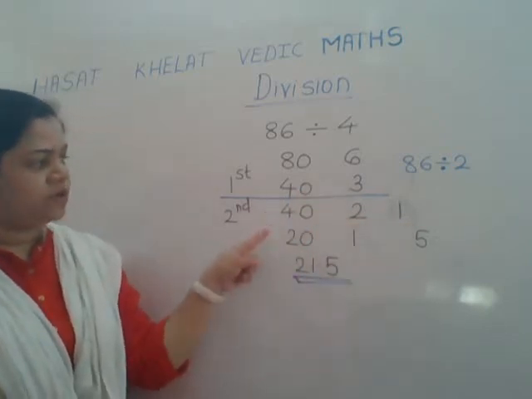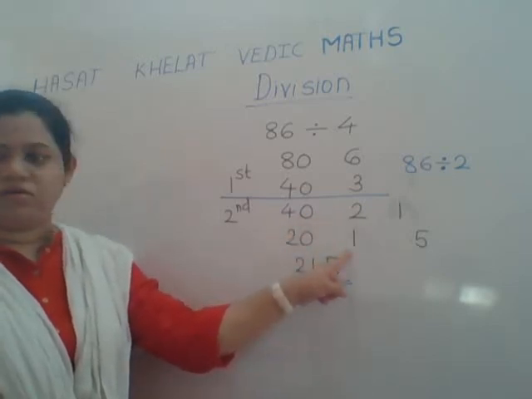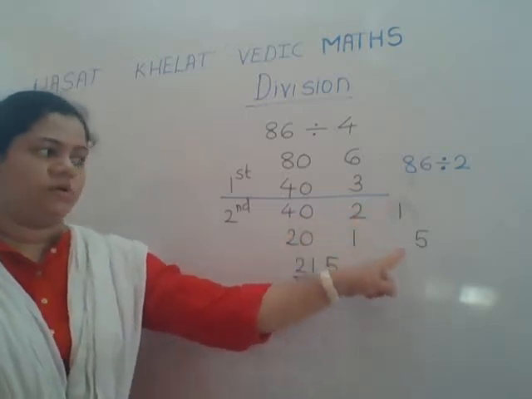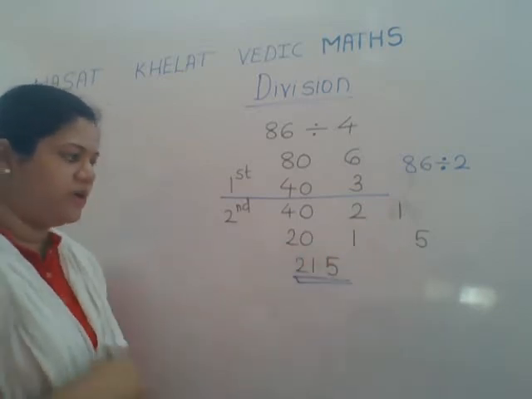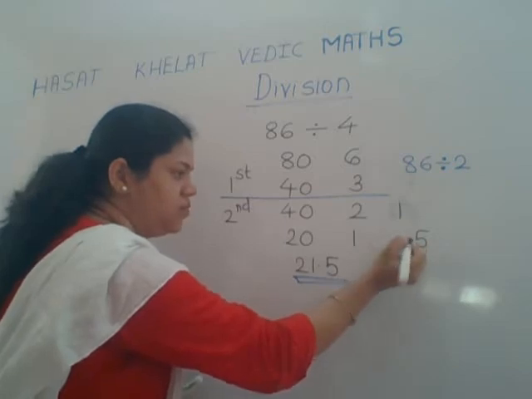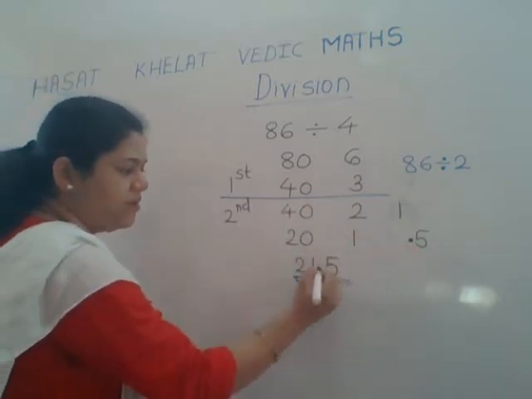Then half of 40 is what? 20. Half of 2 is what? 1. And half of 1 is what? 0.5. Now simply add this. This is 0.5. So 20 plus 1, 21, and 0.5 as it is.